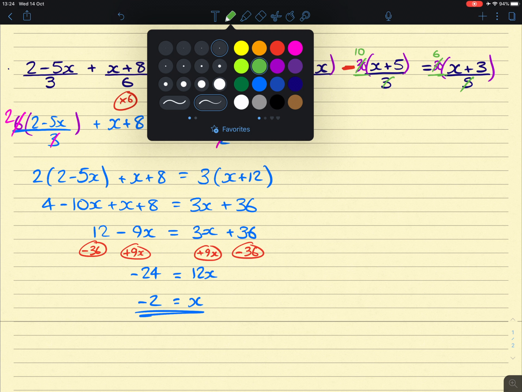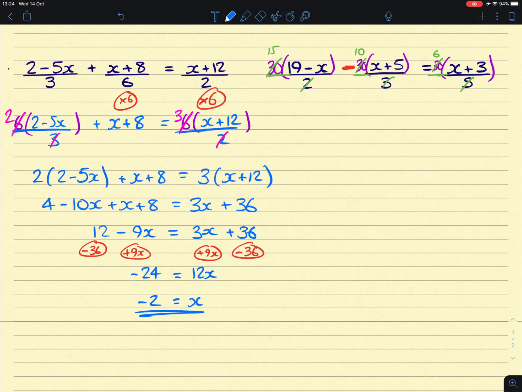So even though we've got this stuff left over on the top, we've cancelled all the fractions. And that turns our question into this. We have 15 times 19 minus x. We have a minus 10 with x plus 5 inside brackets. And we have a 6 with x plus 3. Then, breaking out these brackets, we're going to end up with 285 minus 15x, a minus 10x, take away 50, and 6x plus 18.